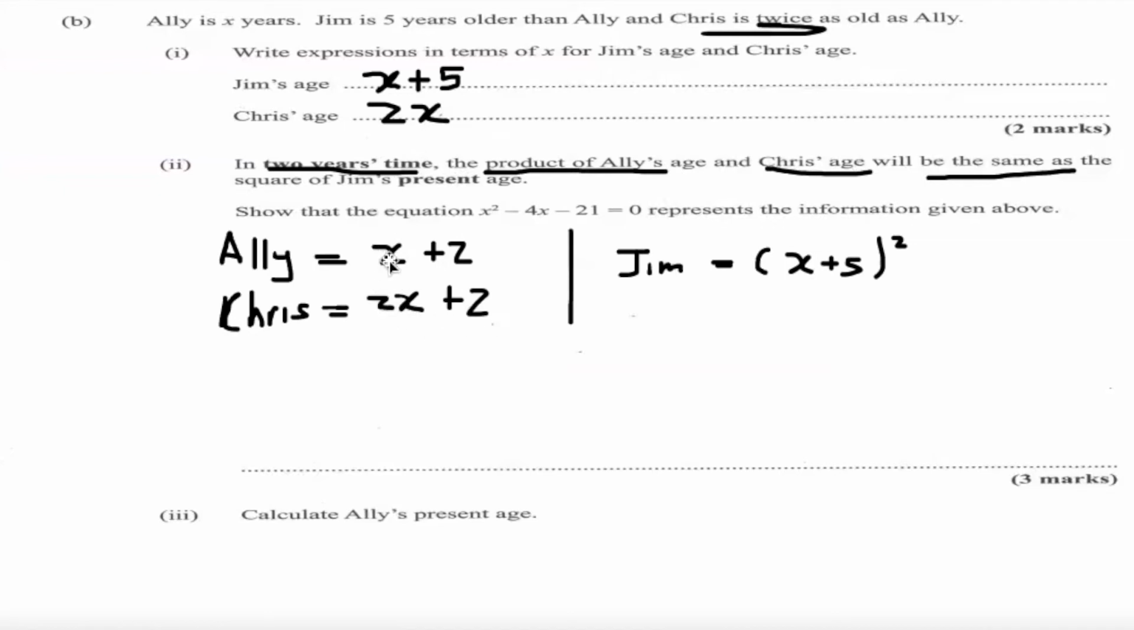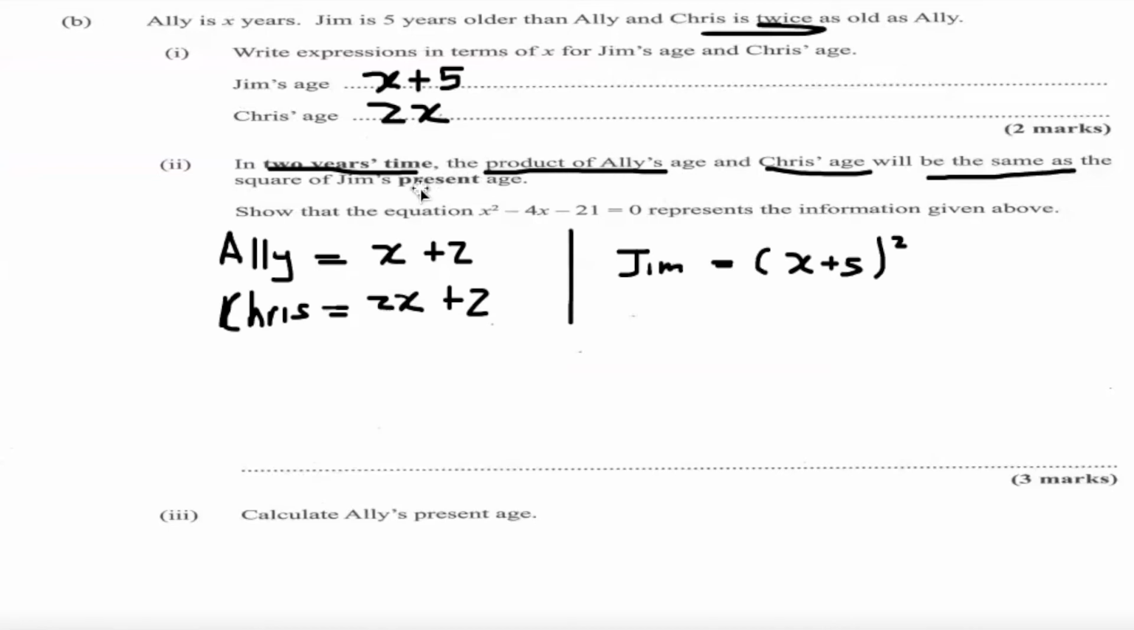So remember, if Ali is 10, Chris will be 20. And after 2 years, I would have to add 2 to 20, so that would be 22. And adding 2 to 10, that would be 12. So Ali will be 12 and Chris will be 22. That's what this means, if we knew what x is.